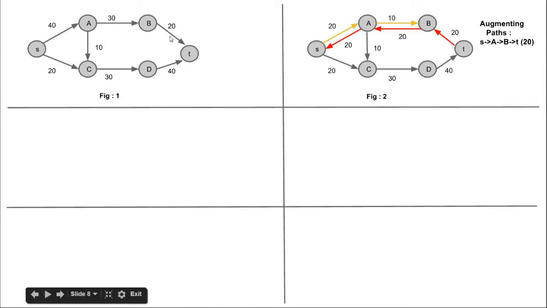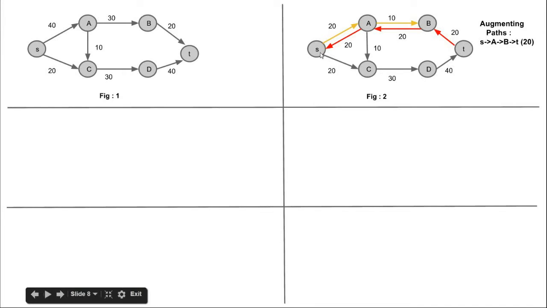Similarly from A to B and B to T. And B to T, 20 minus 20 along the forward edge is 0. We do not show edges which have capacity 0. Reverse edge is equal to the flow 20. So figure 2 is the residual graph for this particular augmenting path.